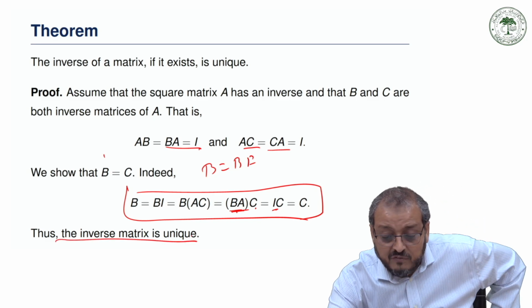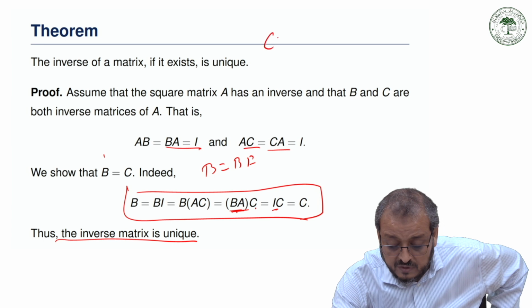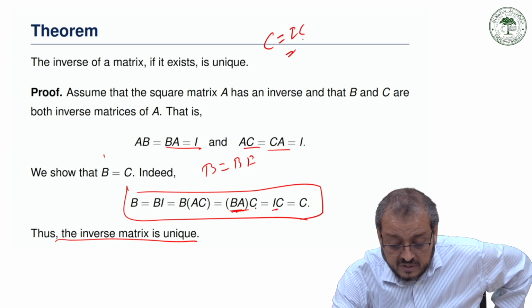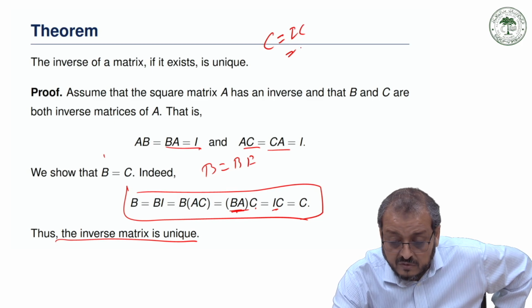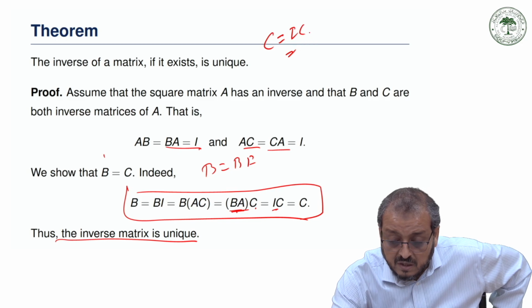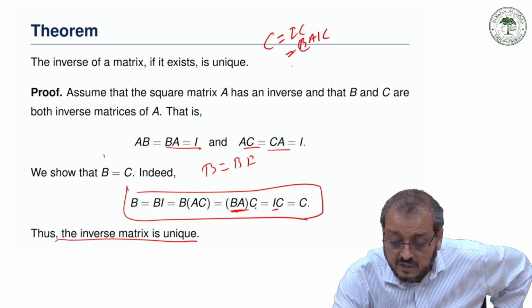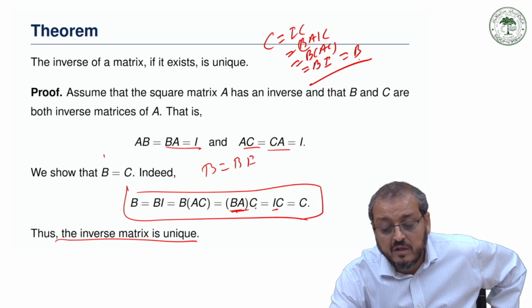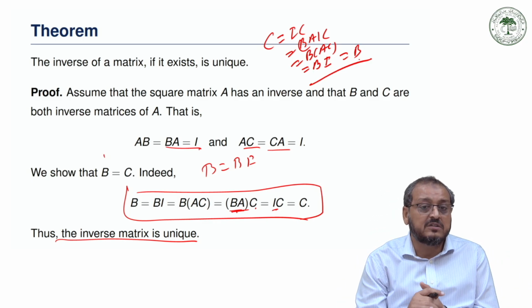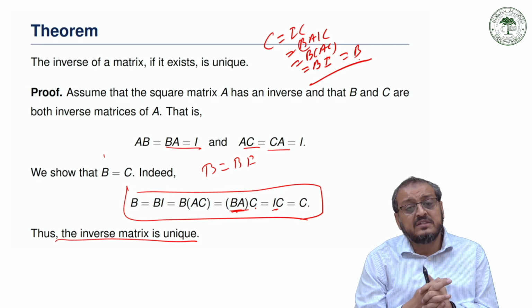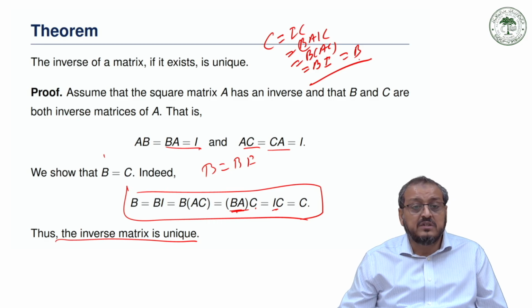We can also start from C: C can be written as IC, and this I is equal to BA, and then we have B times AC, and AC is identity, so it is equal to B. So either way, whether we start from B or from C, in both cases we get the result that the inverse exists and the inverse of such a matrix is unique.